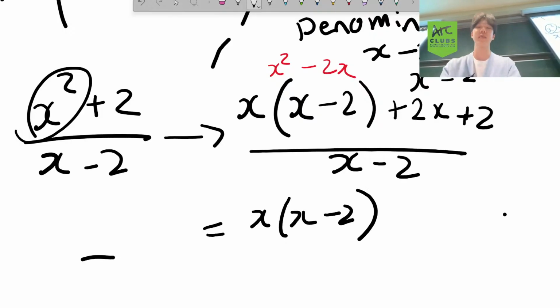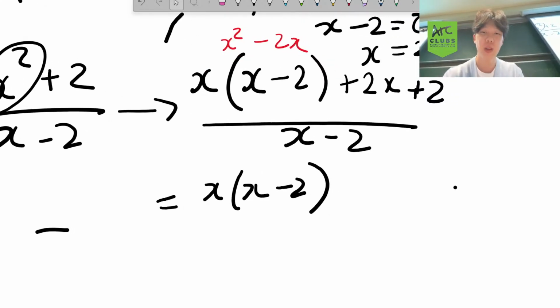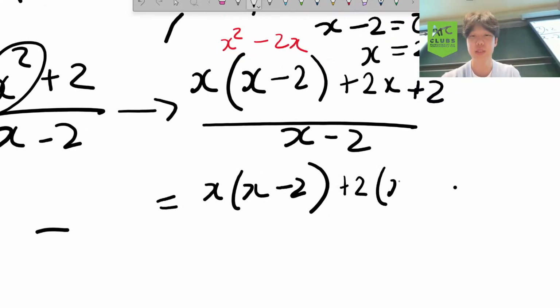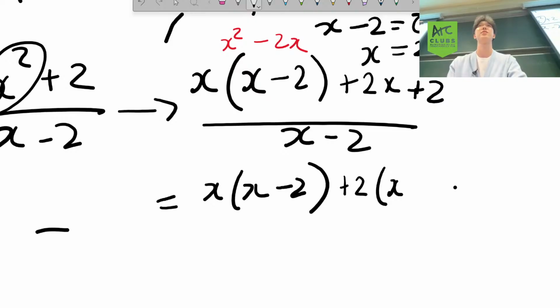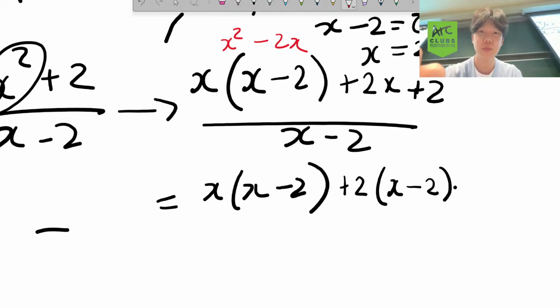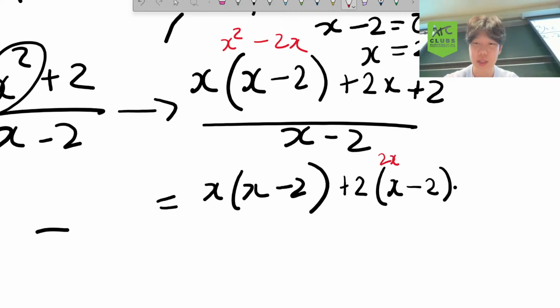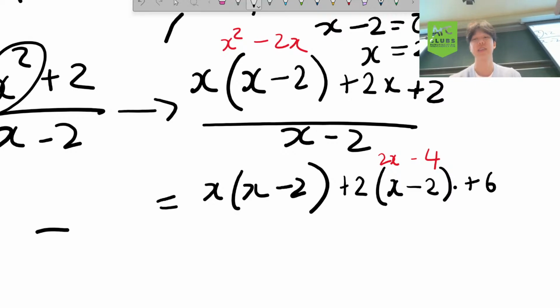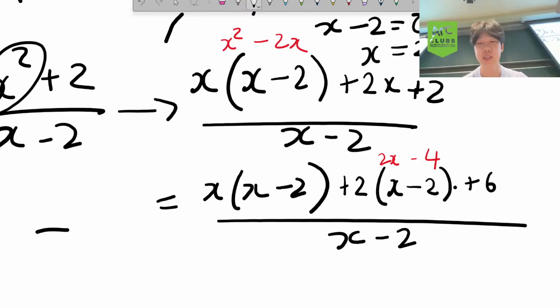I'm going to do the exact same thing for 2x. I know I can do plus 2 times x. Now I want it in factors of x minus 2 again. So I'm going to multiply by x minus 2. However, this gives 2x minus 4. But I know that in my original equation, I had plus 2. So if I want to go from minus 4 to plus 2, I have to add 6, because minus 4 plus 6 is 2. And now the denominator stays the same.